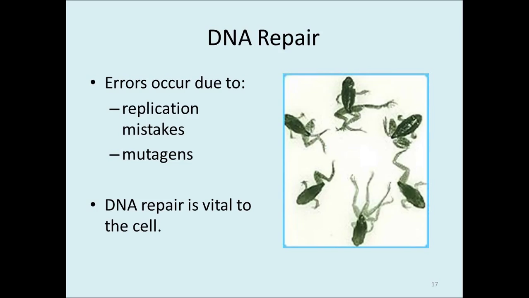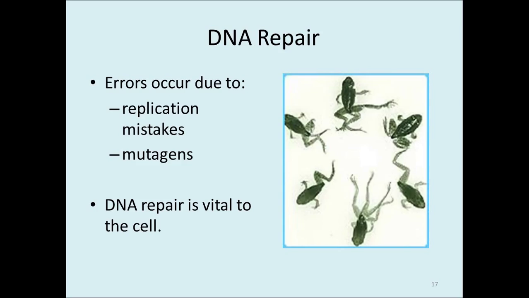Another way you can get an error is through a mutagen. A mutagen is any agent that increases the number of mutations above a normal expected level. We have chemicals such as things that we put in our food, we have nuclear radiation, and we have sunlight, which is actually UV radiation. Cells have a variety of ways to repair damaged DNA or to correct errors that were made during replication.